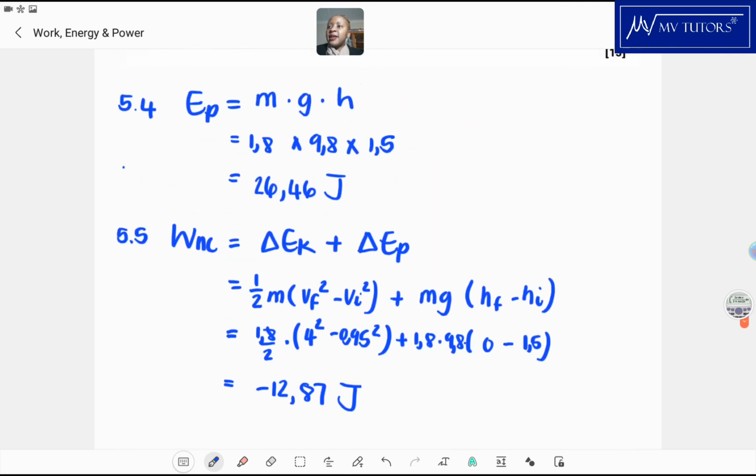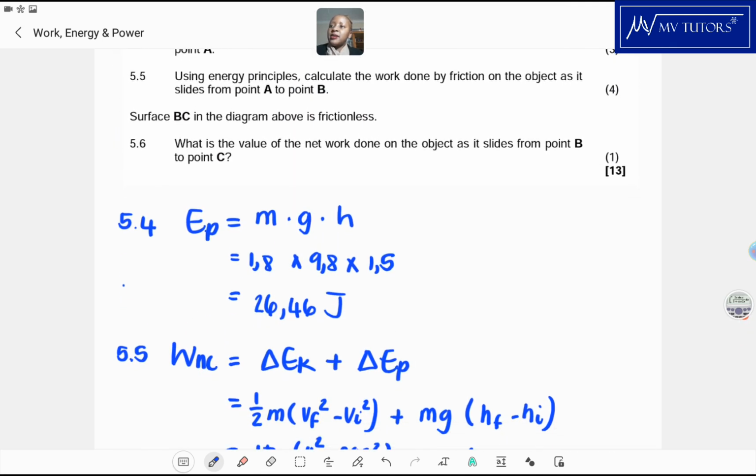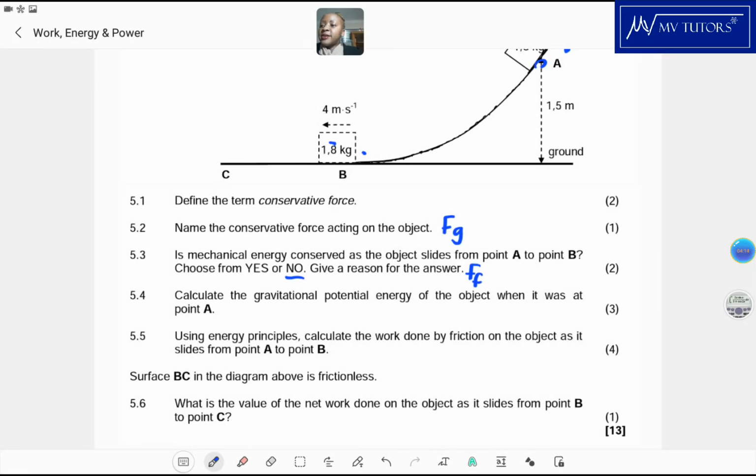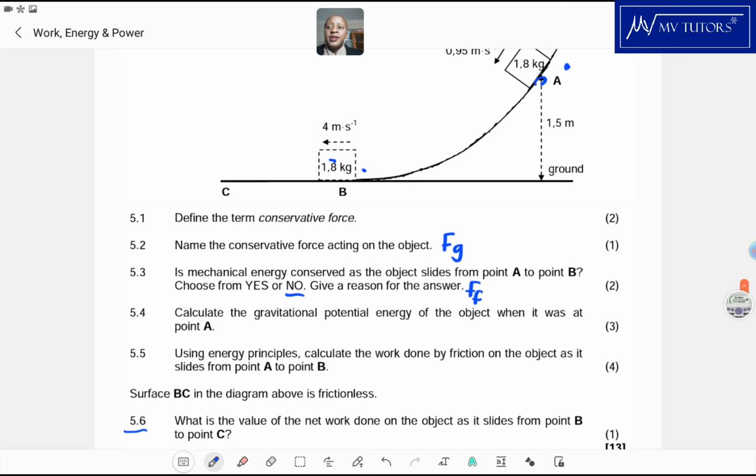All right, and then the last question, 5.6. What is the value of the net work done on the object as it slides from point B to C? Remember, net work we get by getting the net force and the distance and so forth. But in this case, if you're going to use kinetic energy and potential energy, if you look at this position here and that position there, the heights are 0, so there is no potential energy there, it's 0.